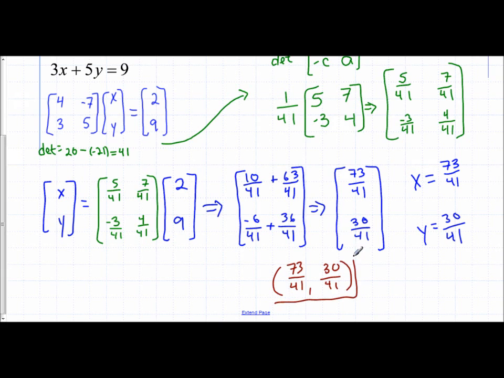And so that is how we solve a system of equations by using inverse matrices. Set up your coefficient matrix, your variable matrix, and your solution matrix. This represents your matrix equation. Find the inverse of the coefficient matrix. Do front multiplication with that inverse with the solution matrix. Perform the multiplication and you get your answer.